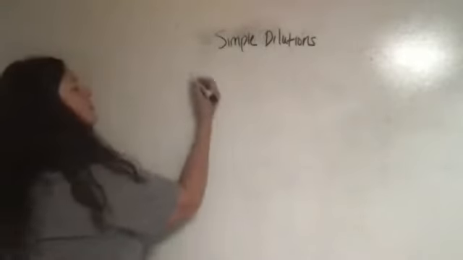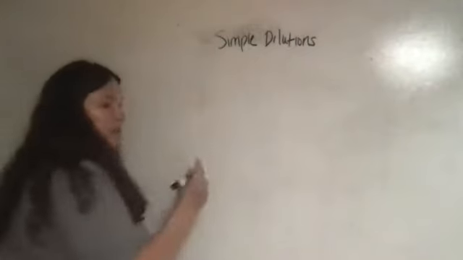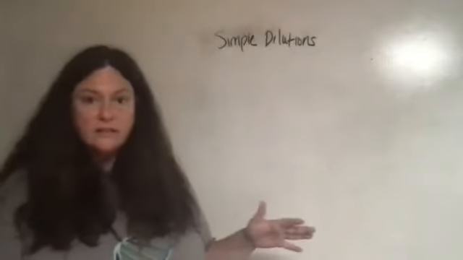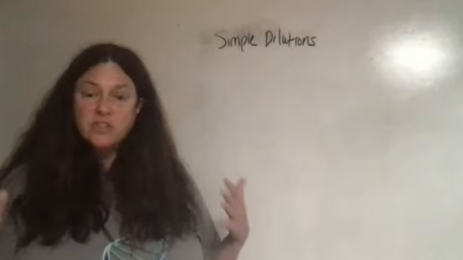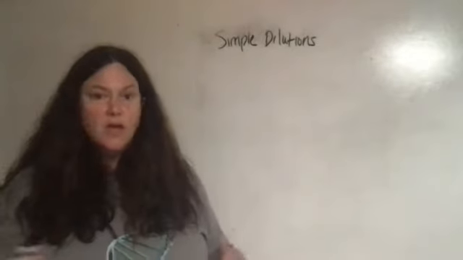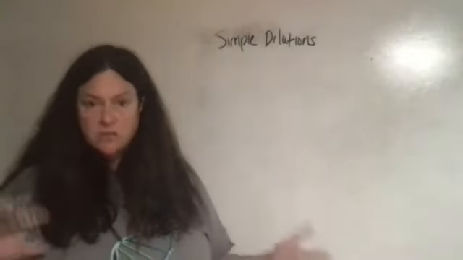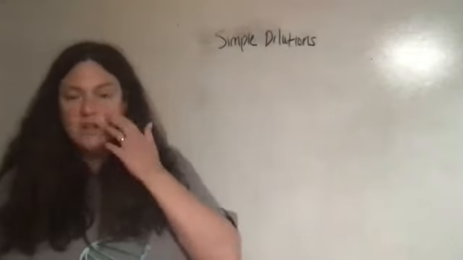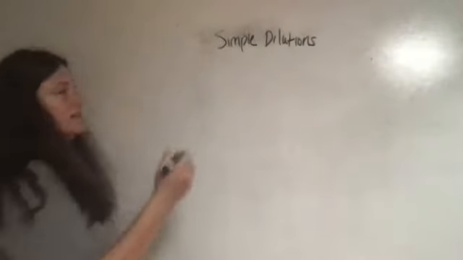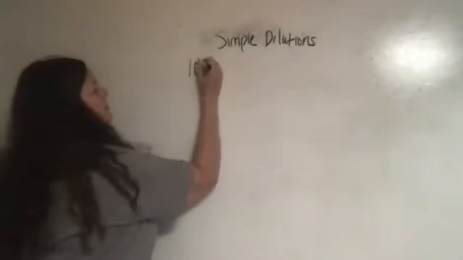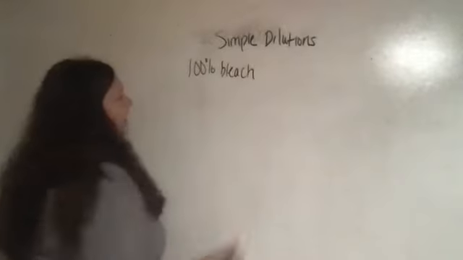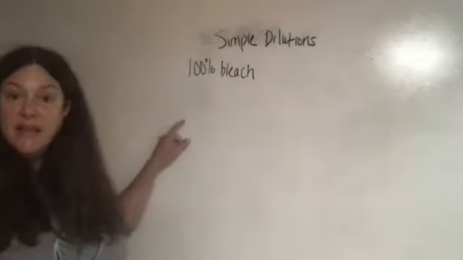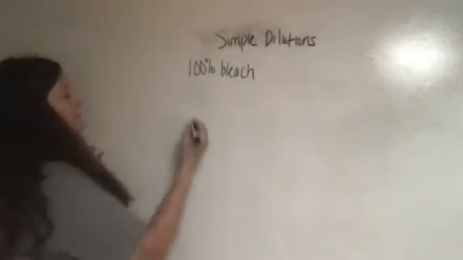Okay, so we're taking bleach again, right from the jug. The bleach concentration that we're starting with is 100%. It has not been diluted. It's straight from the jar, straight from the manufacturer, 100% bleach. So we're starting out with 100% bleach, and we need to make a 10% bleach solution.